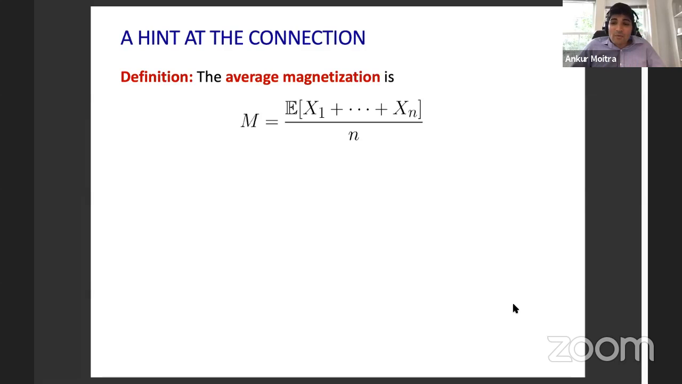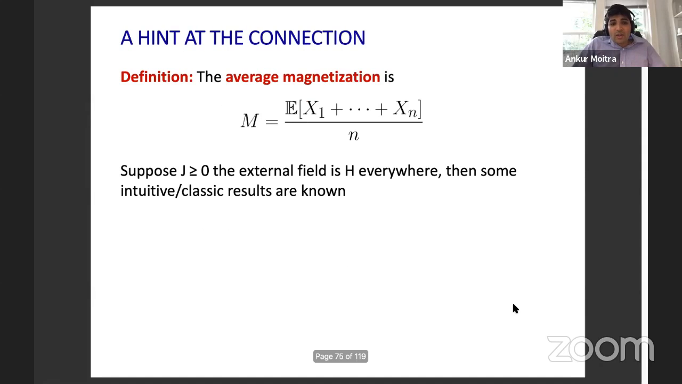So you take a sample from your model, you take the expectation over it, and you add up these x1 through xn, and you divide by n. So you look at the average spin, whether it's +1 or -1. And you can do some neat things, which is, let's say we're in a ferromagnetic case where the interactions are all non-negative, and the external field, let's assume for simplicity, is some parameter h that's everywhere the same thing. Then there are a lot of intuitive and classical results.